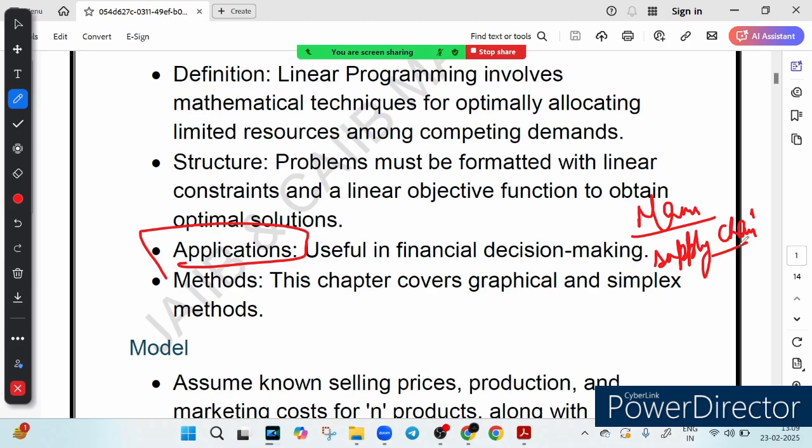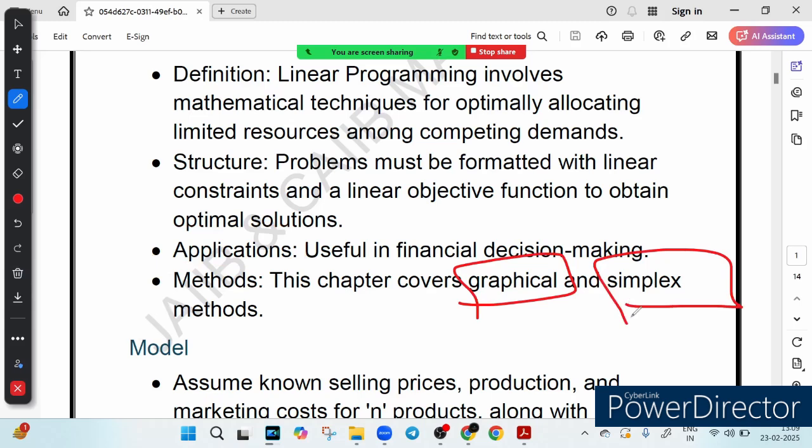Now the question is how we solve this problem, right? There are two major methods to solve an LP problem. The first is called the graphical method and the second is called the simplex method, right? The graphical method is best for simple problems with two variables. So suppose we have a simple problem which has only two variables. For that, the graphical method is superior.